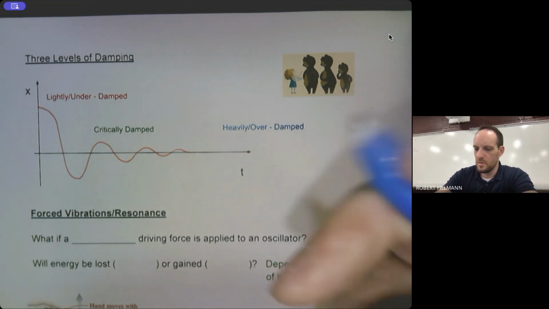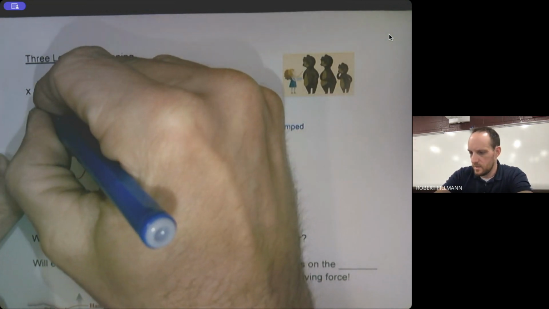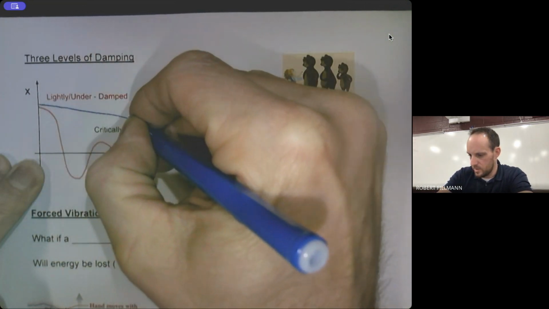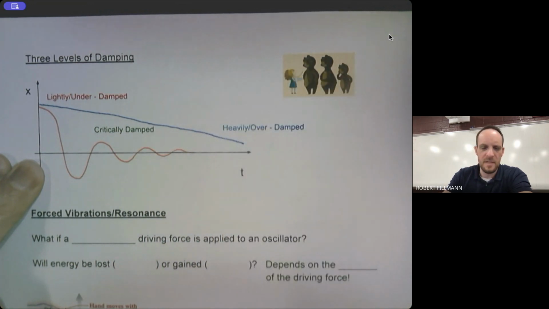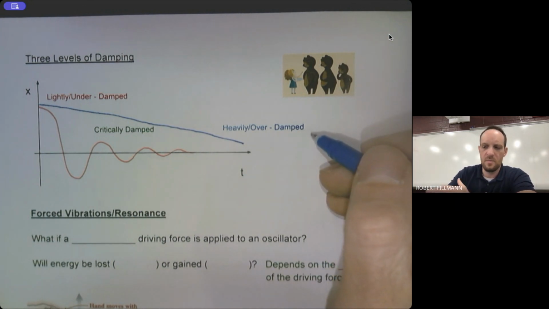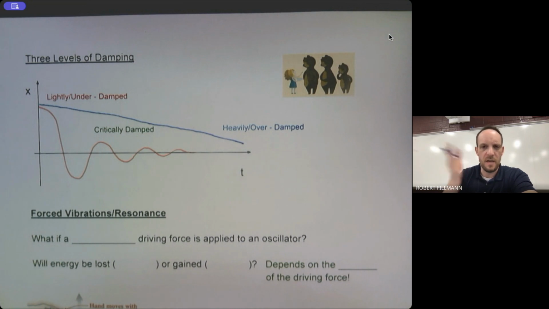And in fact, it moves super slowly. And so maybe it just goes, oh, so slowly back toward equilibrium. And in fact, maybe it never even gets there. If there's enough friction, it might even stop before it reaches there. Okay, so this is what's called heavily or overdamped. So much damping that it prevents oscillation from happening. It never gets to equilibrium, so it can go back and forth, but it just takes forever to get there.